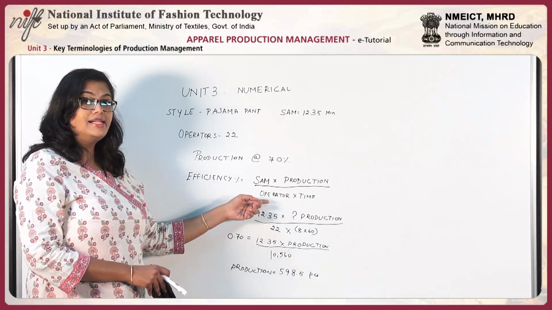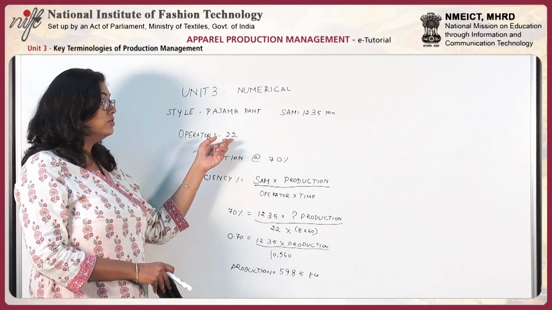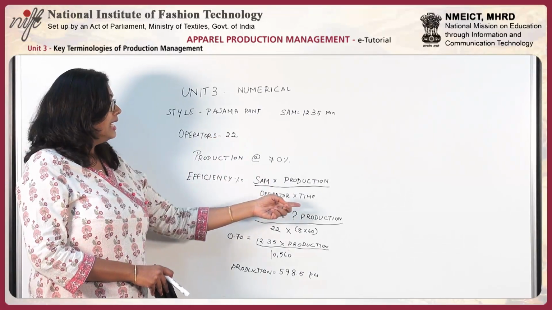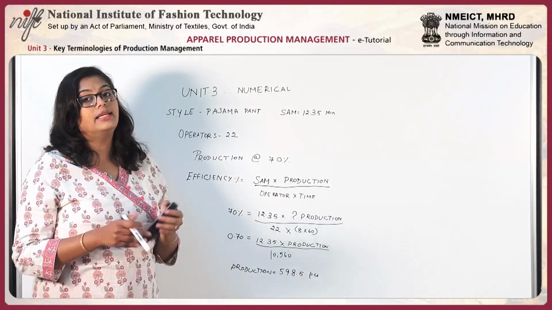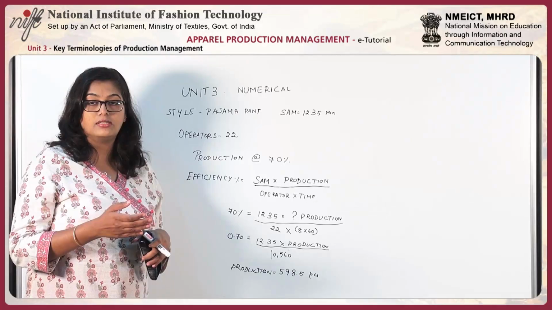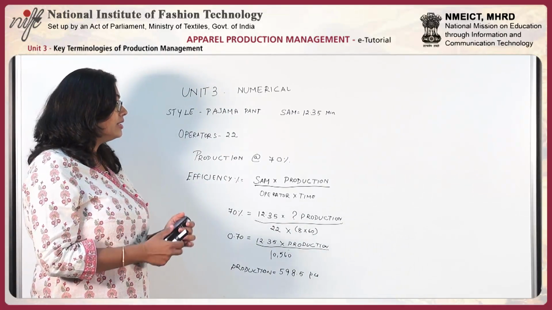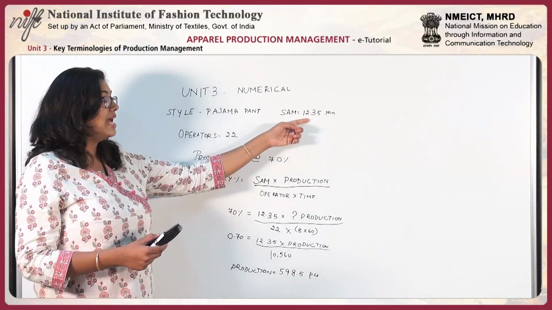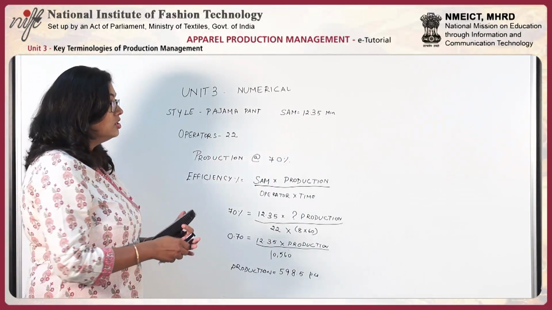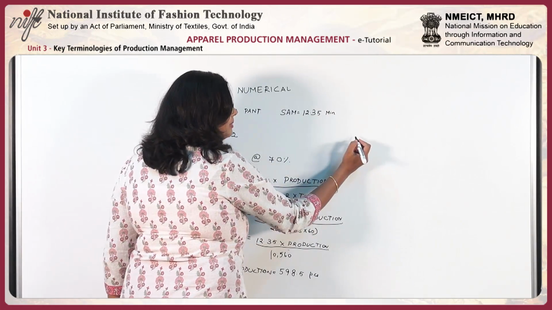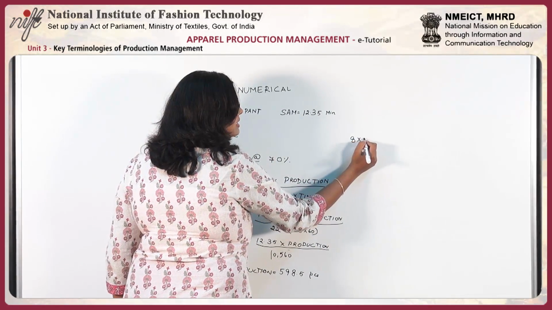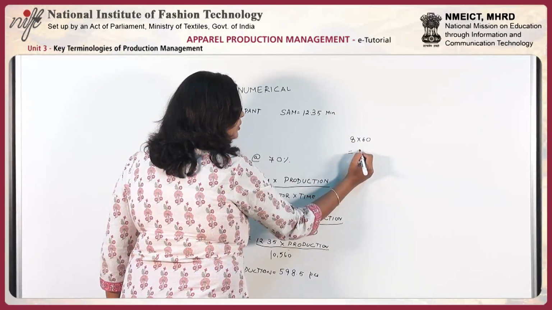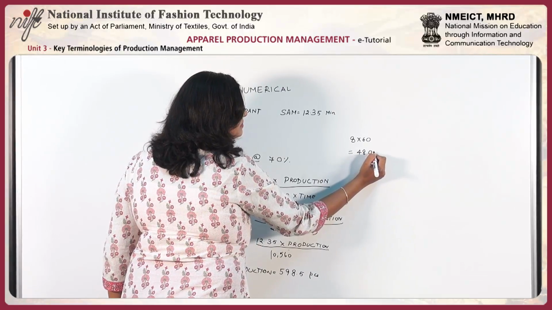We already have details of operators, that is 22, and we have the time, that is in a day we have 8 hours. So, we need to convert 8 hours into minutes, because the SAM we have is given in minutes. So, usually time taken would be 8 into 60 minutes, that is equal to 480 minutes.